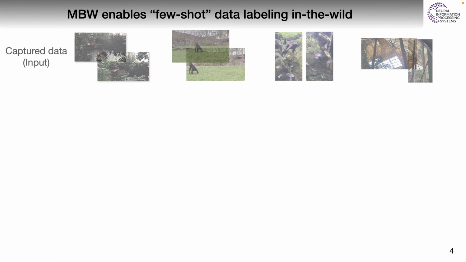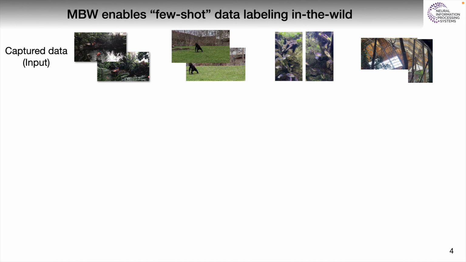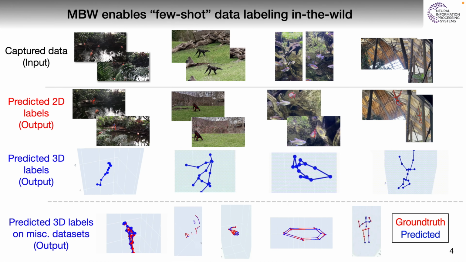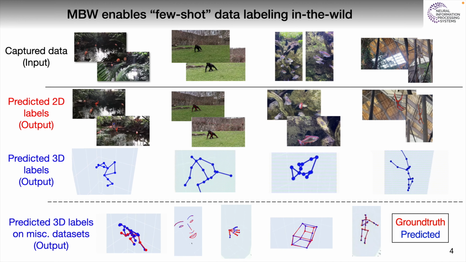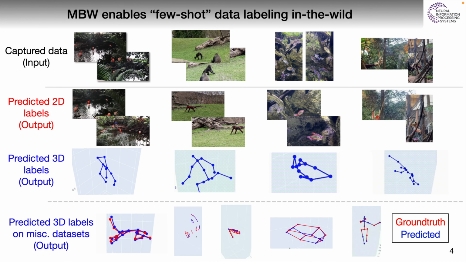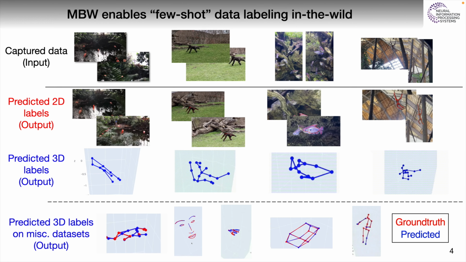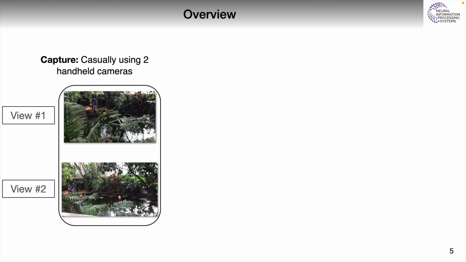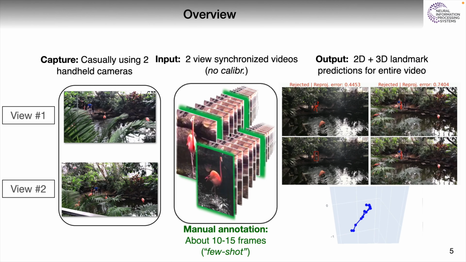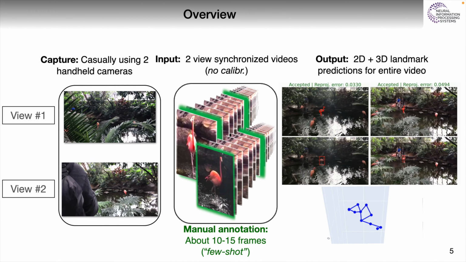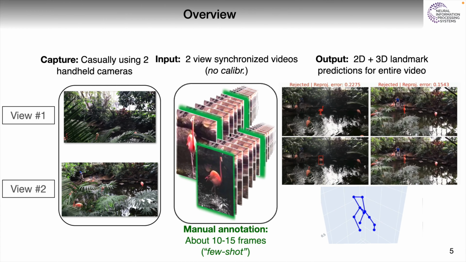Our approach only needs 2D annotations for 1 to 2% of the video frames. The outputs are recovered 3D and 2D labels along with a confidence flag for those labels. To this end, we also release the MBW zoo dataset, collected in the wild with 2 handheld cameras. To be more specific, given 2-view videos, we annotate 2D landmarks on 1 to 2% of frames chosen via uniform sampling. As an output, we generate the 2D and 3D landmark labels for the entire video.